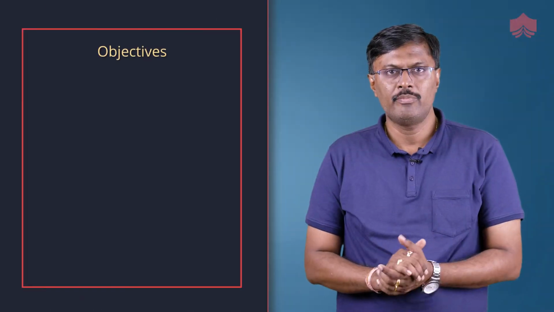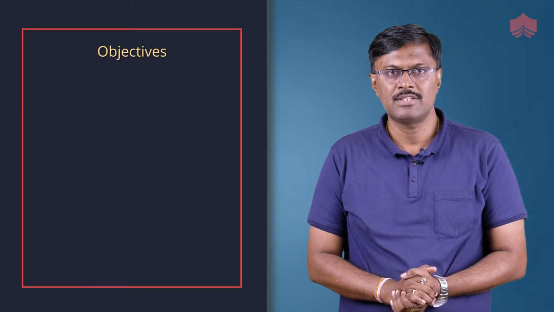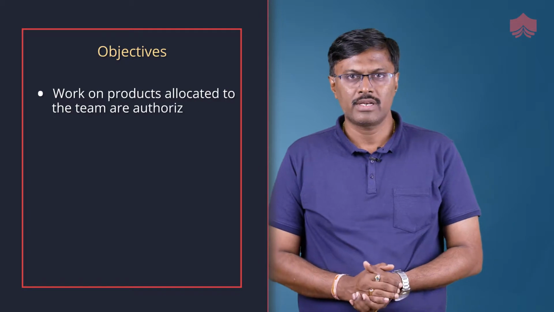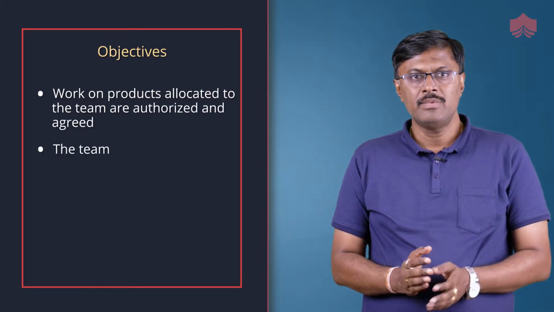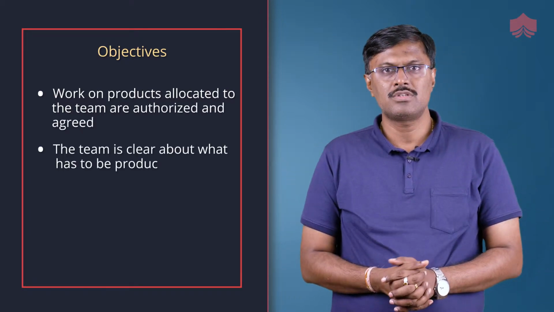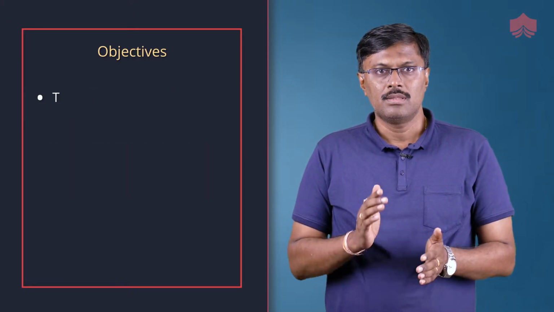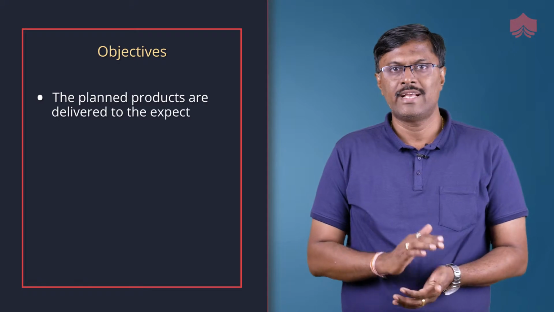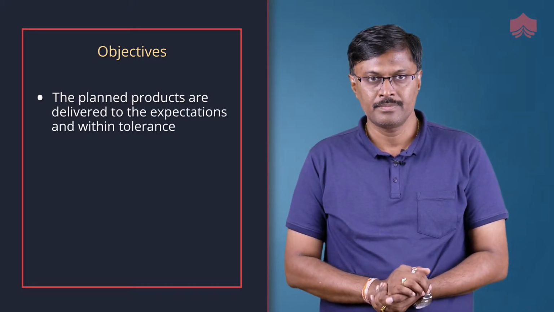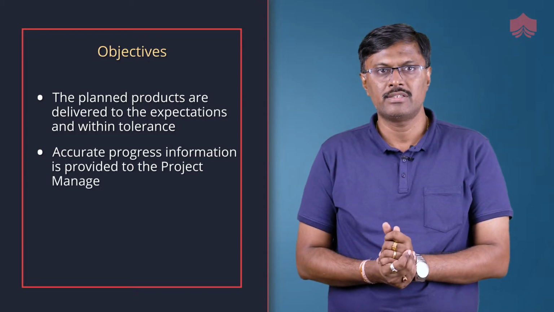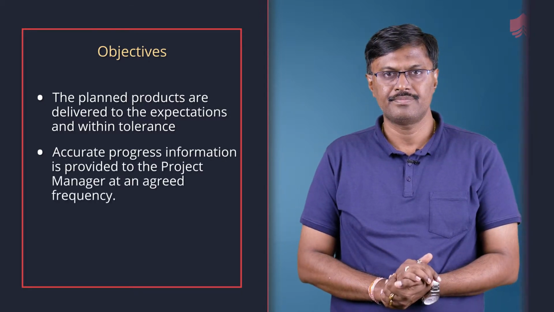The objective of the managing product delivery process is to ensure work on products allocated to the team is authorized and agreed. The team is clear about what has to be produced and understands the effort, time and cost. The planned products are delivered to the expectations and within tolerance. Accurate progress information is provided to the project manager at an agreed frequency.